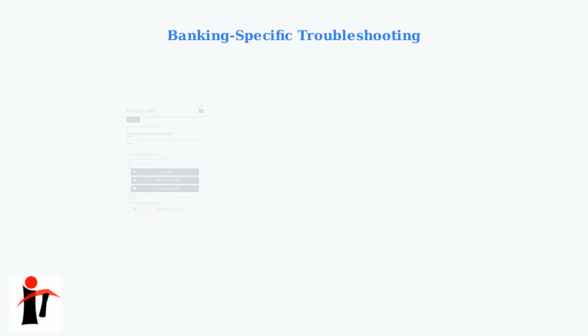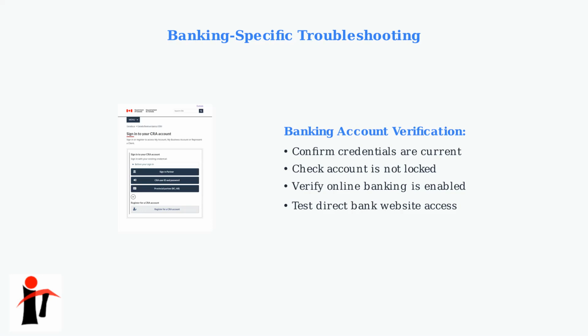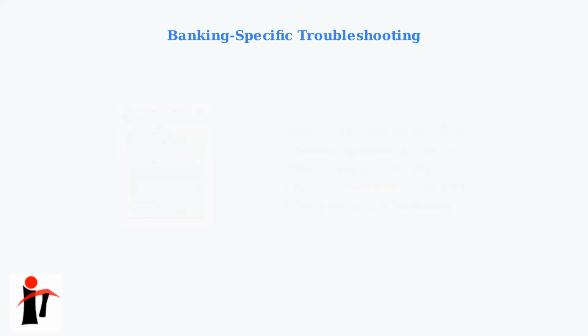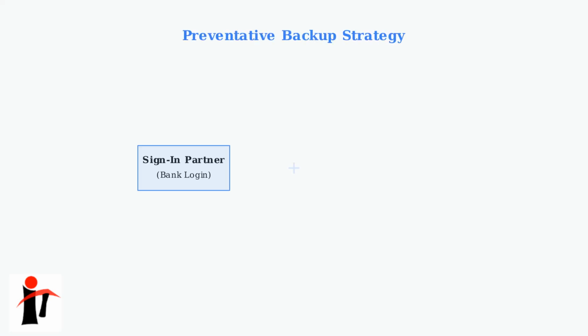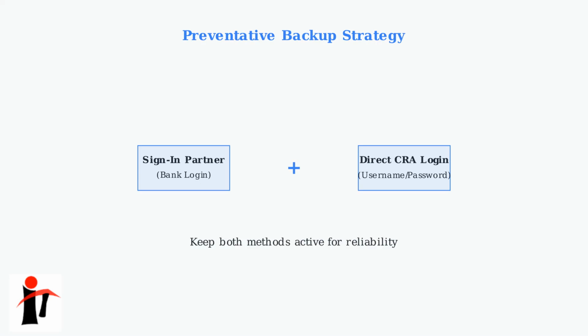For banking-specific issues, start by verifying that your banking credentials are current and your account is active. Expired passwords or locked accounts will prevent authentication. Don't hesitate to contact your bank's technical support team. They can identify issues on their end, such as server problems or account restrictions that might be blocking the authentication process. As a preventative measure, always maintain both sign-in partner credentials and direct CRA login credentials as backup options. This ensures you can access your account even if one method fails.